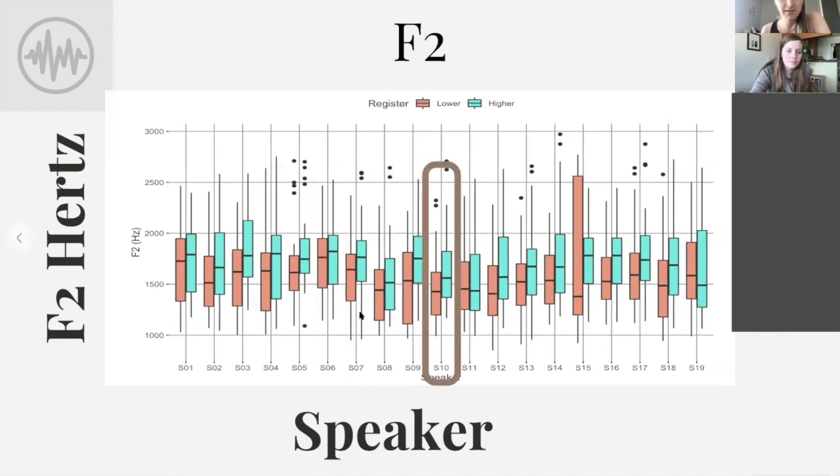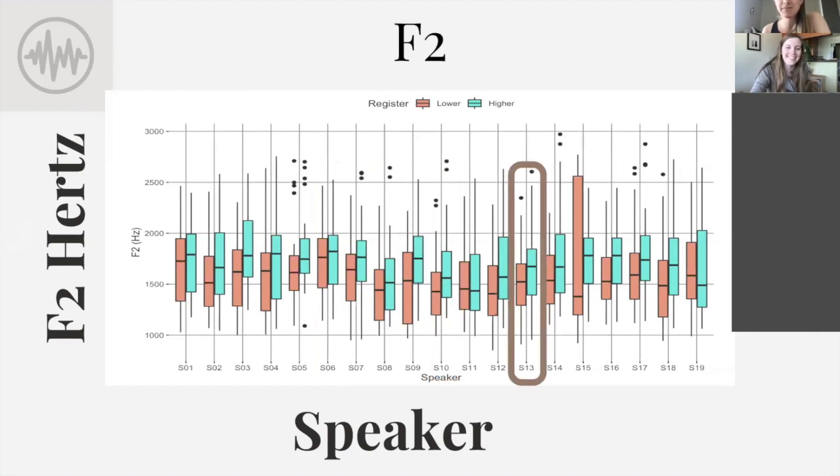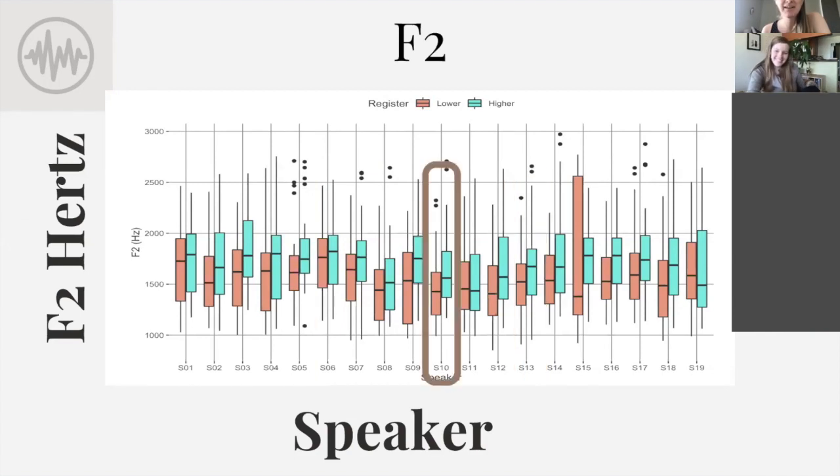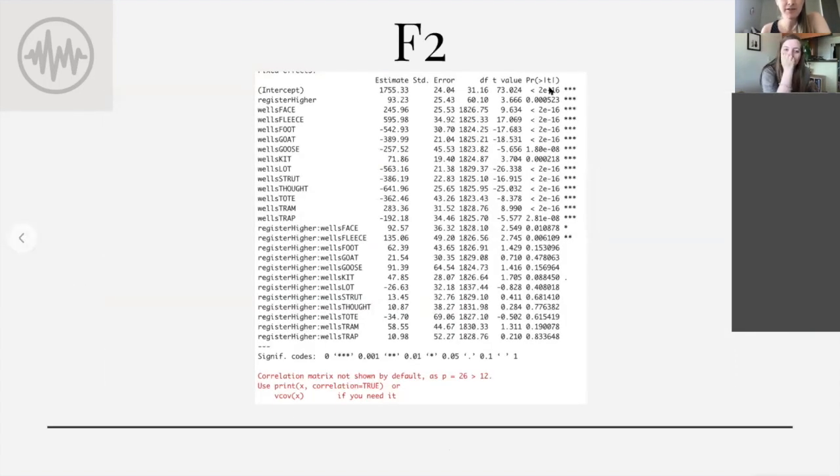Here's 10. There's a difference. I don't know what to make of that. Here's 13. Anyway, I'll go back to the model. Here's the mixed effects model for F2. Its estimate for the size of the effect of register difference, going from lower to higher register, is 93 Hertz. That's bigger than the effect for F1, but again, we perceive frequency non-linearly. Maybe that's kind of equivalent, who knows?